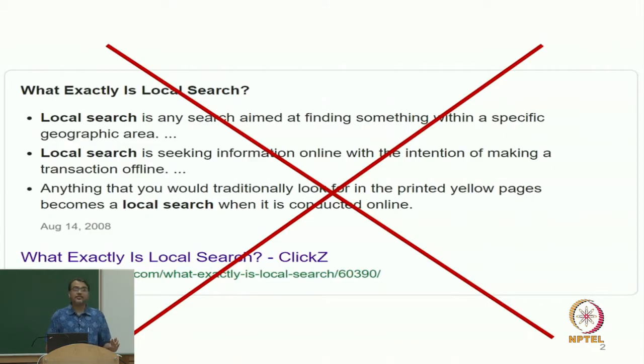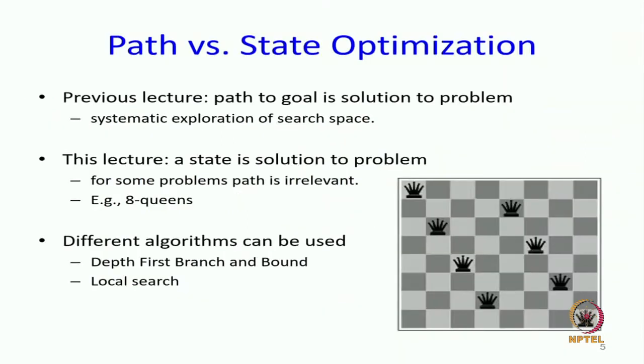Up until now, there are some differences in the way we have formulated the problem earlier, and the way we are going to formulate it now. In the previous set of lectures, the solution to our problem was a path to a goal. You have a start state, you have a goal state or many goal states, and your solution was to find what sequence of actions can I apply so that I can go from the start state to a goal state.